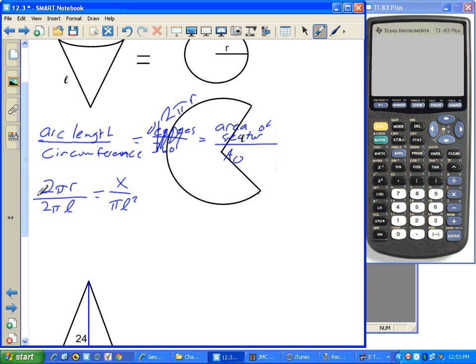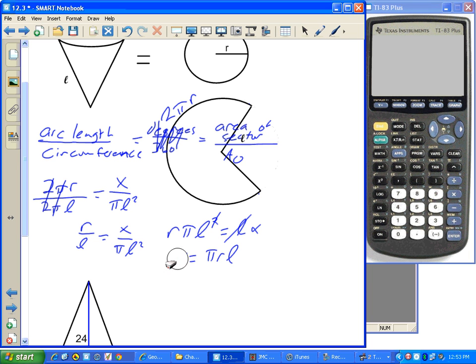Before I cross multiply, I'm going to cancel the 2 pi out here. So I've got r over L equals x over pi L squared. Now I cross multiply, so I get r pi L squared equals Lx. I can divide by an L, so I get x equals, let's rearrange it, pi r L. That would be the area of the cone part.